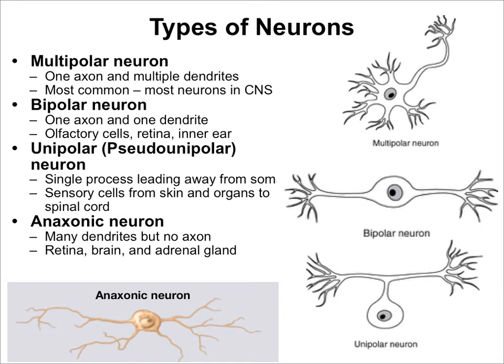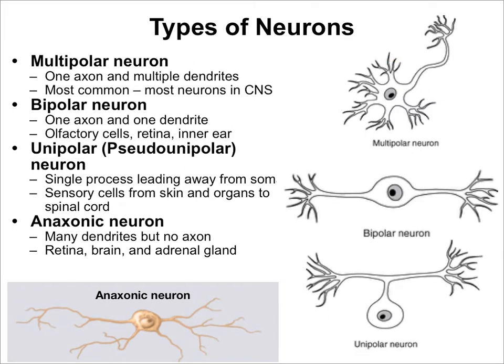Now, like I said, the neuron that I showed you on the last slide is your stereotypical neuron. But there's actually a lot of different variations on that theme. Here are 4 main variations that I want you guys to know. And there are sub-classifications of each of these, but these are the ones that I want you guys to focus on. First, and this is what I showed you on the last page, is a multipolar neuron.